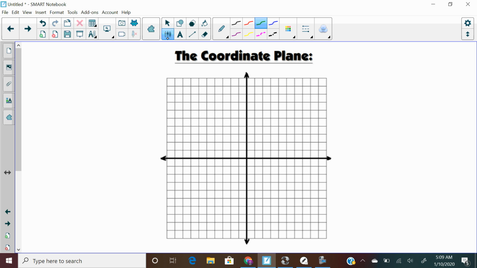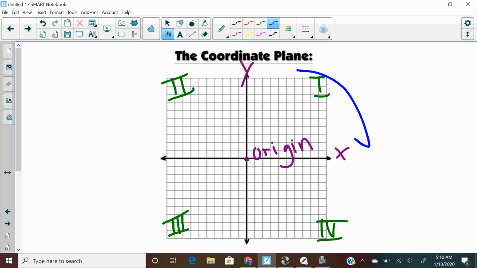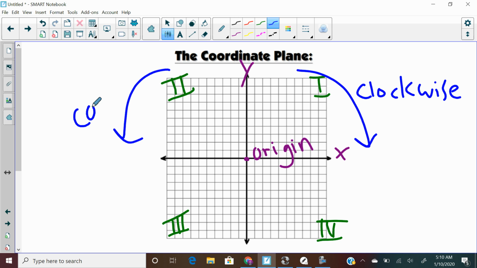So just a little bit of a review of the coordinate plane. We have quadrant 1, quadrant 2, quadrant 3, quadrant 4. This point right here is our origin. We have the x-axis, the y-axis. This is clockwise. This is counterclockwise.